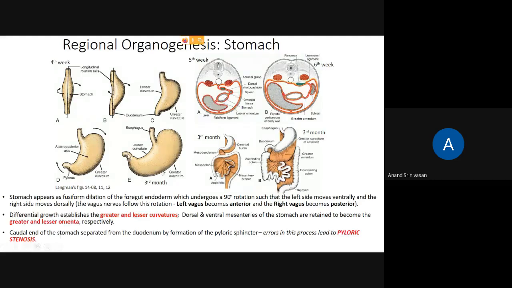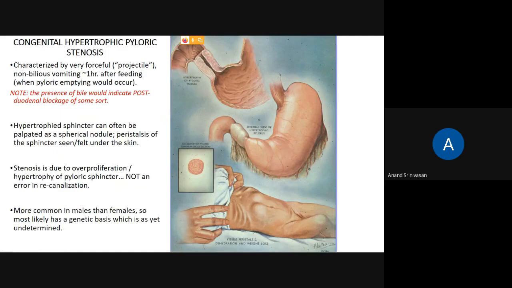Near the pyloric end there will be a little formation, and the muscles, the mesoderm around this, will form the pyloric sphincter. If the vacuolization does not take place properly, it leads on to pyloric stenosis. So here you can see the pyloric stenosis, the pylorus part. Congenital hypertrophic pyloric stenosis.